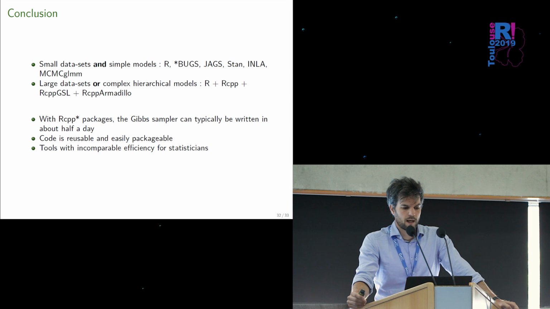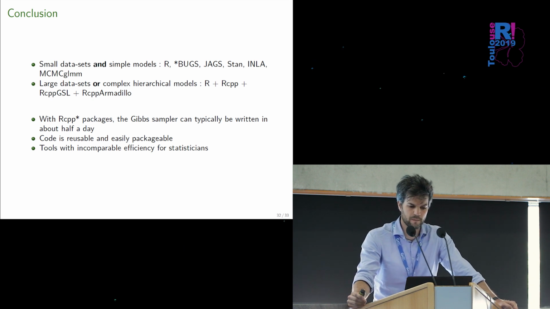So to conclude, I would say that when you have small data sets and simple models, it is better to use R, BUGS, JAGS, or Stan, or INLA, or MCMCglmm, which already include pre-built and available Gibbs samplers. But when you have large datasets or complex hierarchical models, we advise that you build your own Gibbs sampler using R, Rcpp, RcppGSL, and RcppArmadillo.